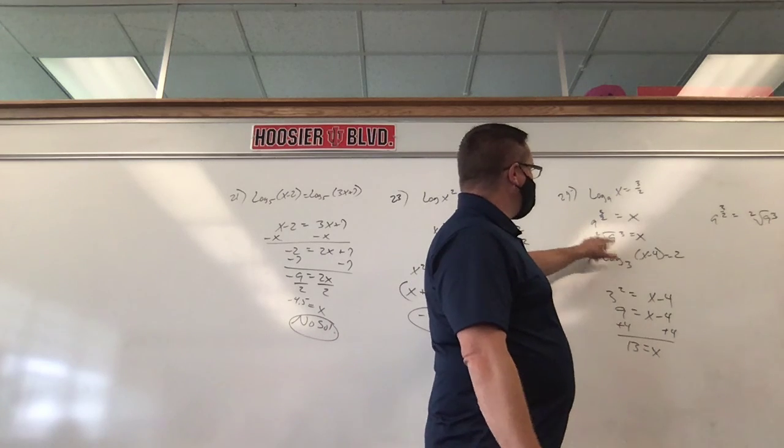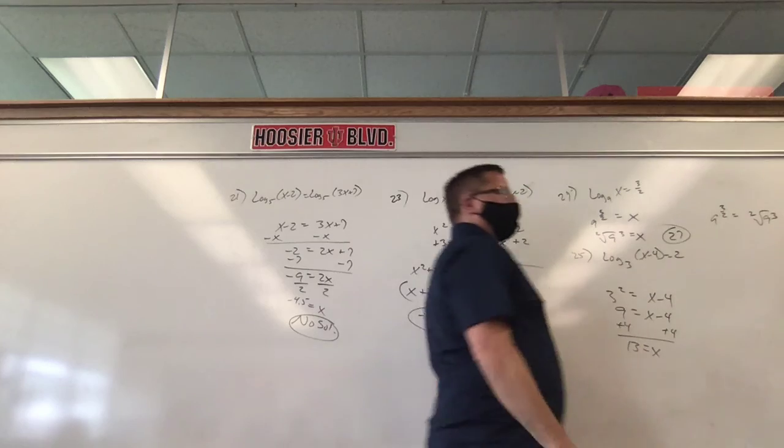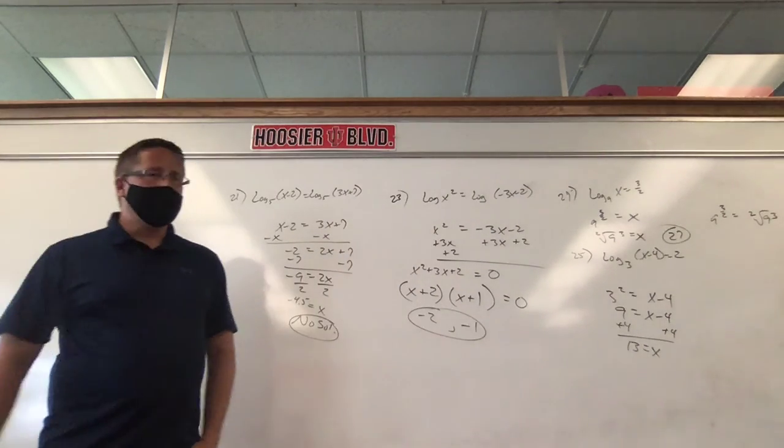The square root of 9 is 3. Cubed is 27. Okay. Questions on this?